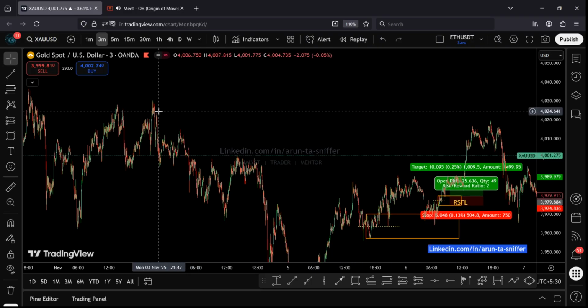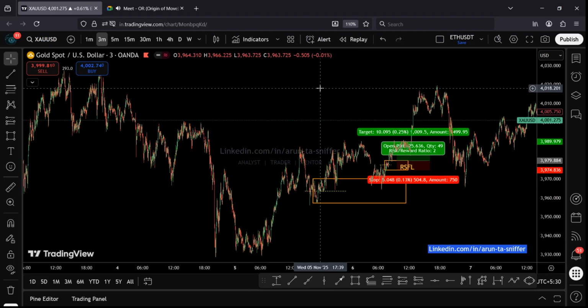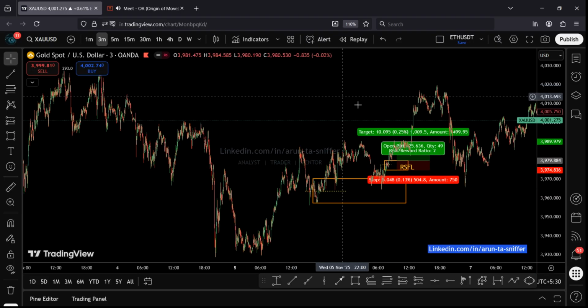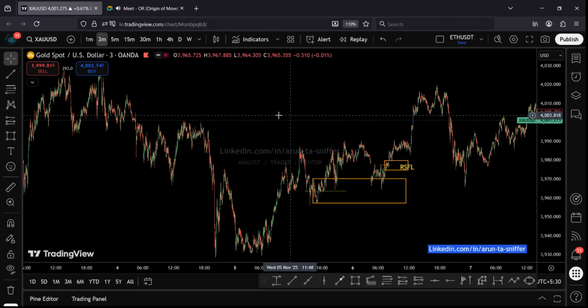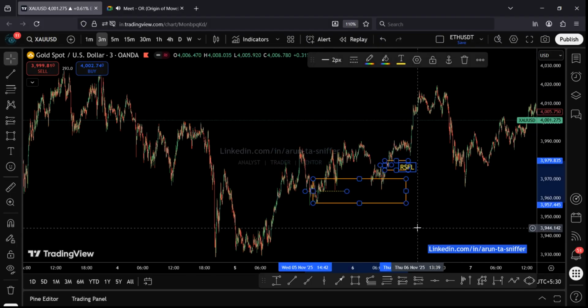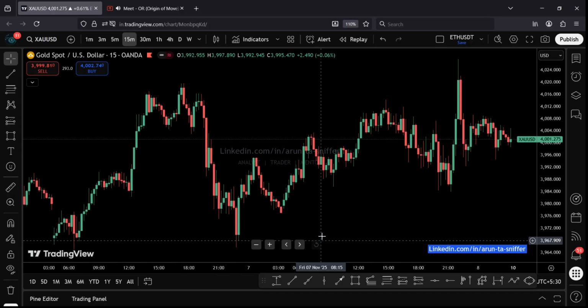This is the origin of price move. The price may reach to the origin of move. Okay, so I think every topic example has been covered. Any question? Do you guys have any question?